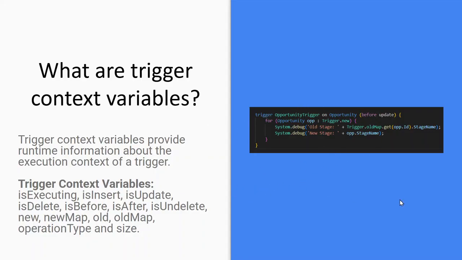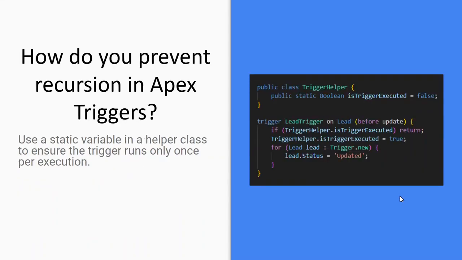So let's go to the next question. How do you prevent recursion in Apex trigger? Recursion in Apex trigger can be handled by declaring a static variable in the helper class to ensure the trigger runs only once per execution.